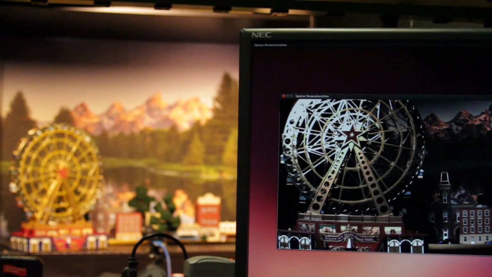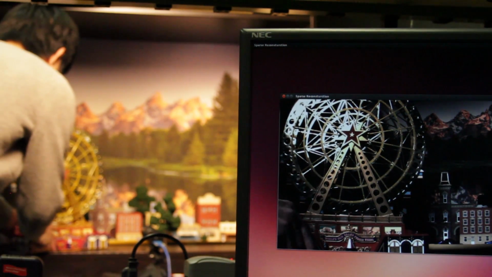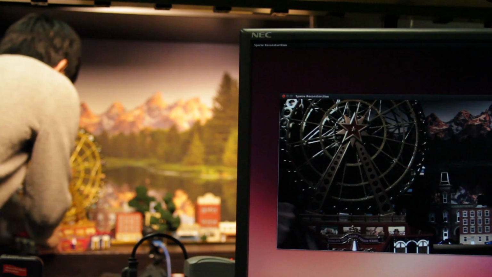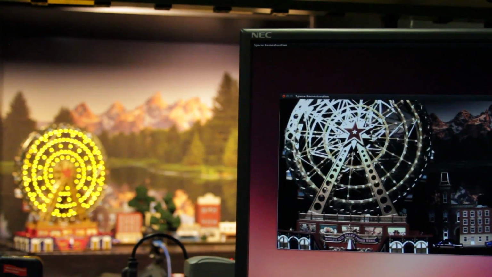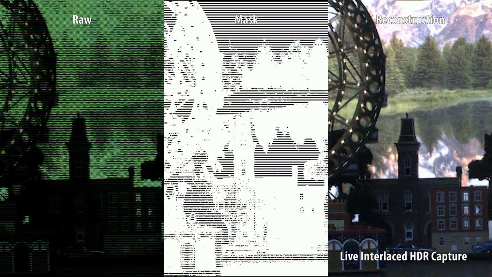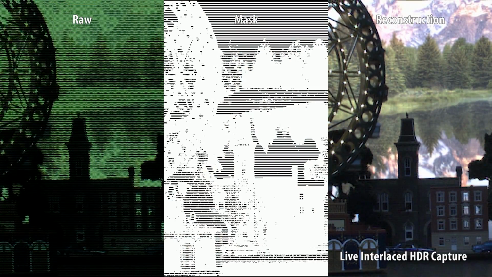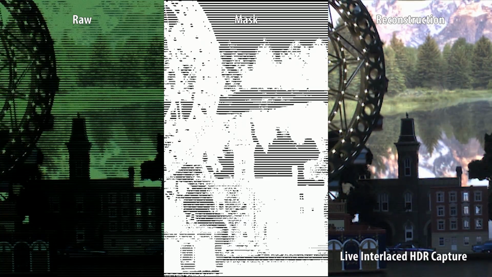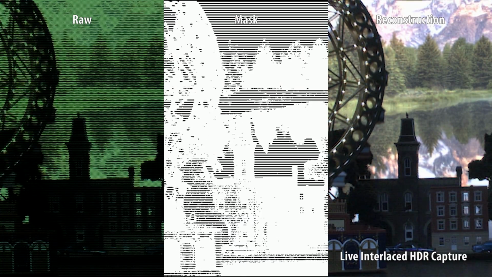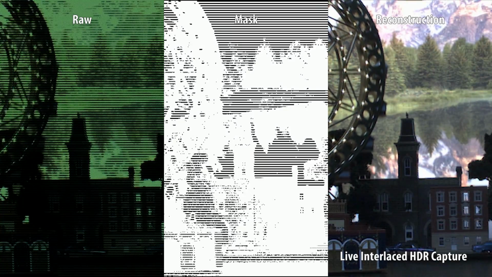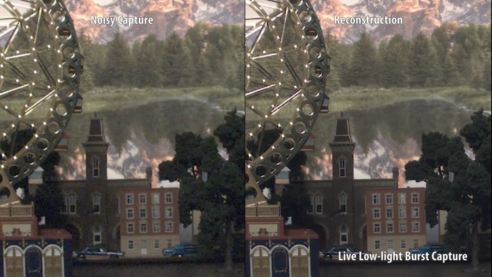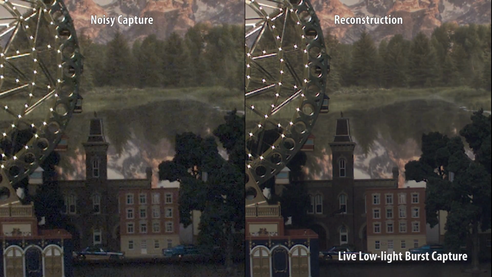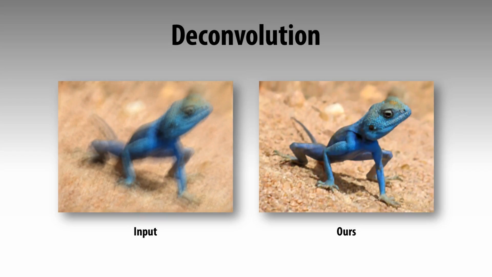The live feed on the monitor shows real-time reconstruction of 2 megapixel images at 15 frames per second. We also compute an HDR video from an interlaced HDR video feed at interactive frame rates. Notice the detail in the shadow regions. The low-light images are fused in real time to create a noise-free, demosaicked image. Please refer to our paper and supplemental materials for more examples.